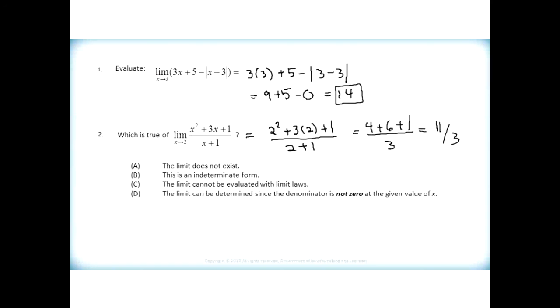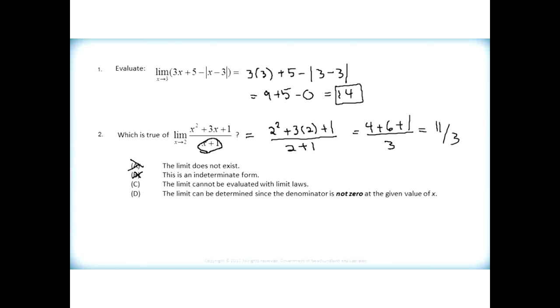So to say the limit does not exist, I'm not happy with that one. To say it's an indeterminate form, nope. The only thing we saw that gave us an indeterminate form, and like we saw in our note earlier, is we can take the limit of a rational function as long as this stuff doesn't end up being 0. And since it doesn't here, we have no worries.